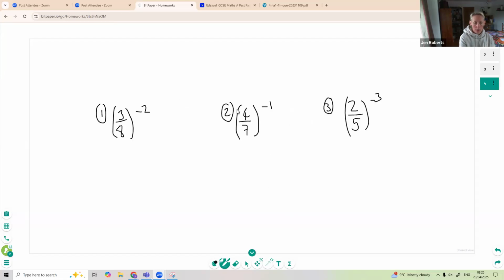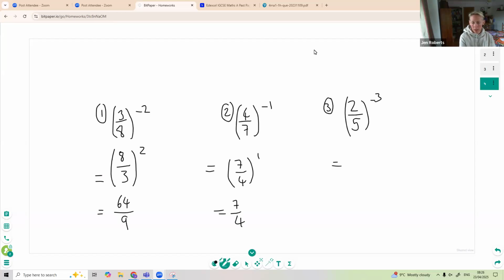You have a go at these 3 yourself, and then unpause when you've completed. So the negative bit means you flip. And now we can simply square everything. Okay, the negative bit means you flip. And we just power 1 everything here. Power 1 everything is just 7/4.